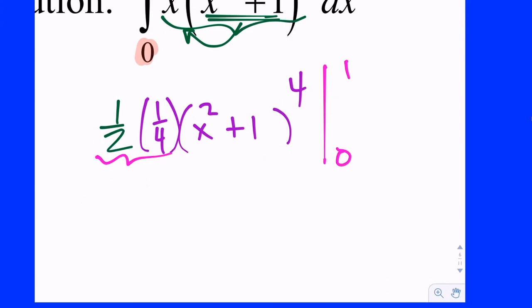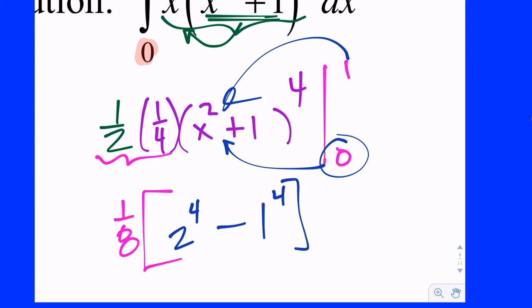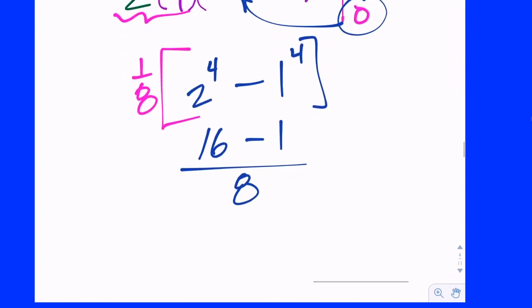Now, notice I have a 1/2 and a 1/4. That's a 1/8. When you're evaluating a definite integral, I would recommend putting your beefy pink brackets and just keeping that constant multiple out front so that you don't have to distribute and carry it through each time. If I plug in the top now, I get 1 plus 1, which is 2 to the 4th, minus, here's another thing. Just because you have a 0 on the lower interval of integration doesn't mean that your answer is going to be 0. In this case, when you plug it in for x, you get 0 plus 1, which is 1 to the 4th. And there you go. Your final answer is 1/8 times 2 to the 4th, which is 16, minus 1 to the 4th is 1, so you get 15/8.